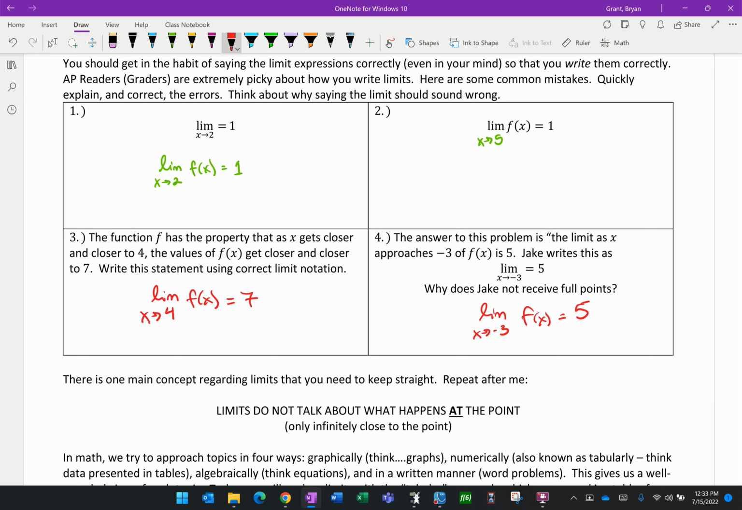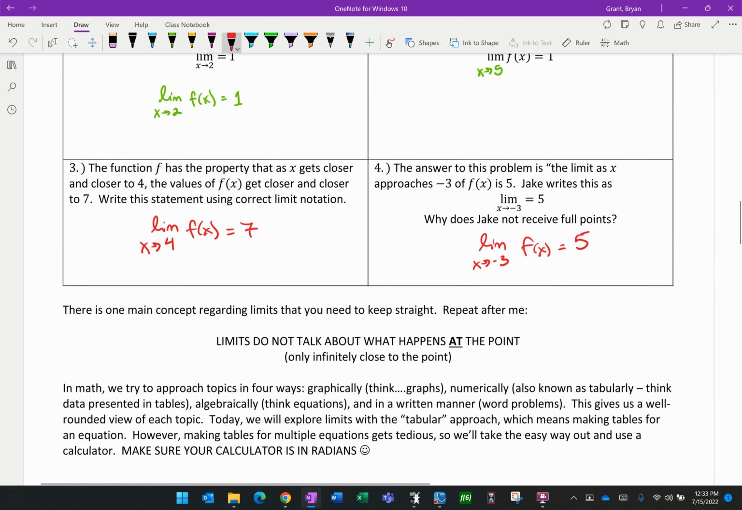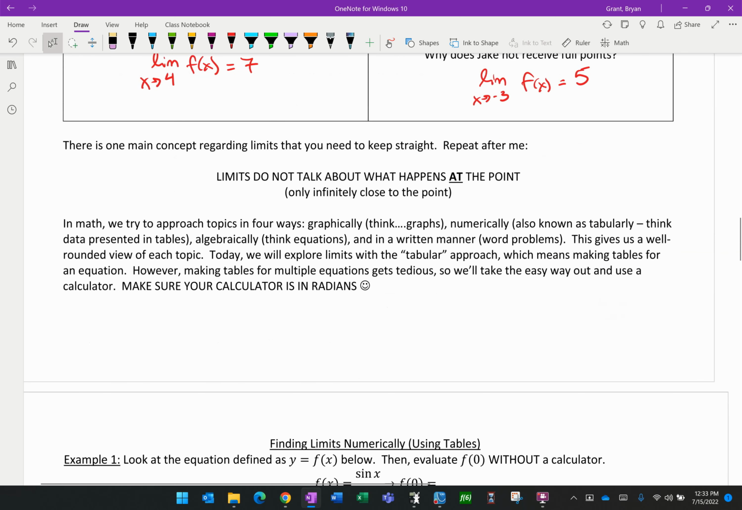Okay, we have the idea on notation. We might still be a little shaky about what a limit is, but we need to examine the core concept of a limit before we start figuring out how to find the values of them. The main core fundamental concept of limits that you need to keep straight is, and you can repeat this out loud if you'd like, limits do not talk about what happens at the point, only infinitely close, right?